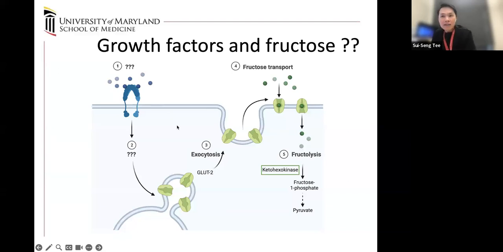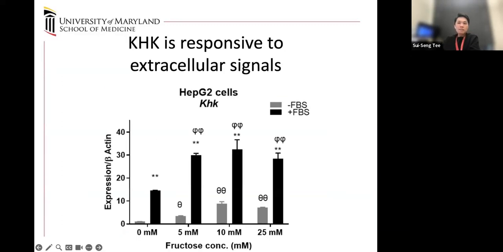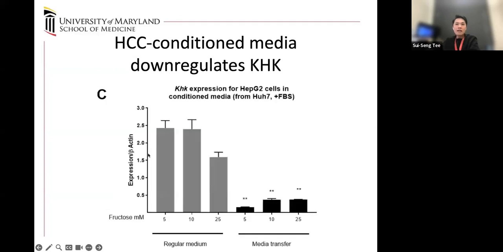So I went on to ask the question: if fructose is controlled by an extracellular growth factor, it has to respond to extracellular challenges. My postdoc here showed that KHK expression is definitely influenced by its extracellular environment, where he challenged cells with FBS. FBS is a soup that contains many growth factors. And in the presence of fructose, KHK is slowly upregulated. So here is evidence that KHK expression, fructose metabolism, is responsive to extracellular factors.